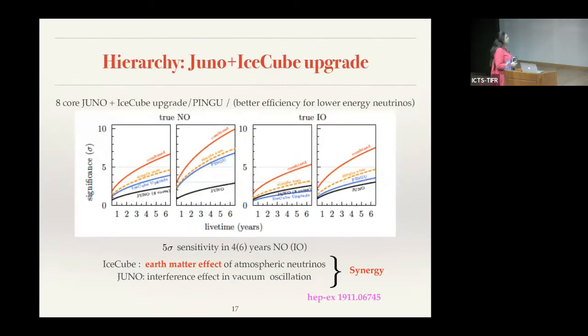There is also a lot of effort on studying the synergy between different experiments. As I said, the atmospheric neutrinos are sensitive to the matter effect, whereas JUNO is sensitive to the interference effect in vacuum. This paper did a combined analysis of JUNO plus the IceCube Upgrade, or PINGU. You can see the black line is the JUNO sensitivity, the blue line is the IceCube hierarchy sensitivity, and the combined is JUNO plus IceCube. Because the probabilities behave differently in these two experiments, one can get some synergy, which is important for enhancing the sensitivity.